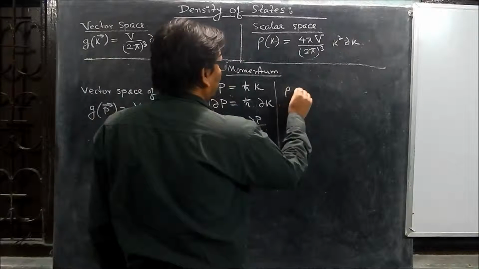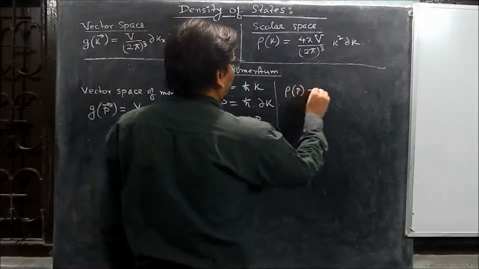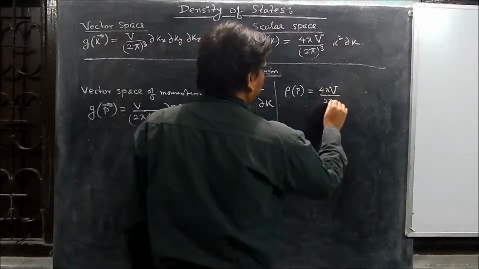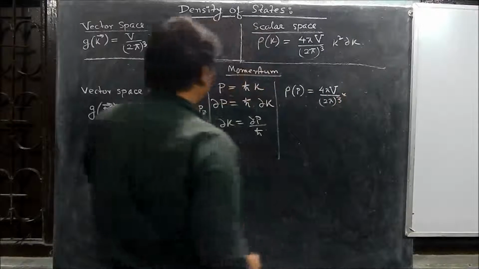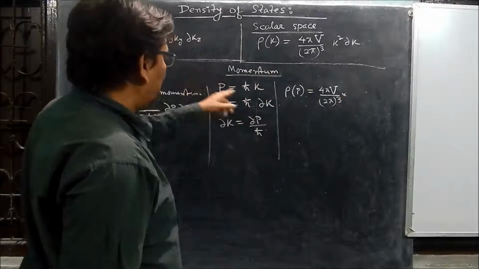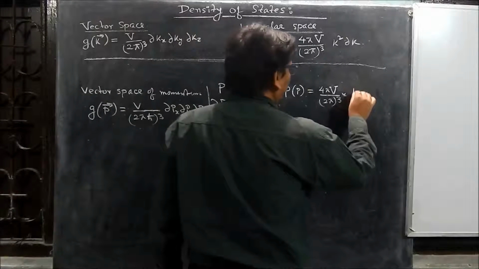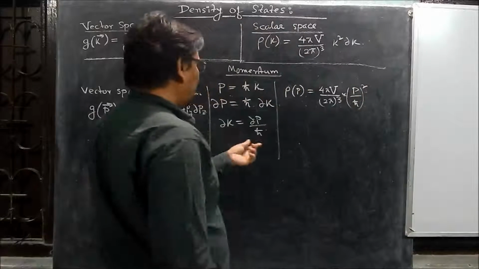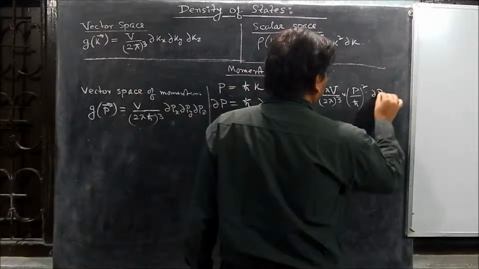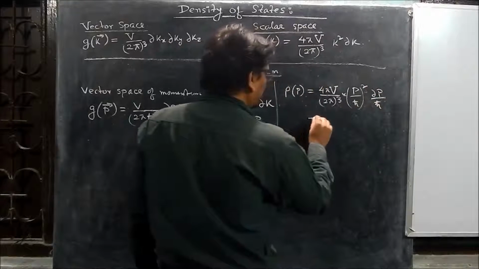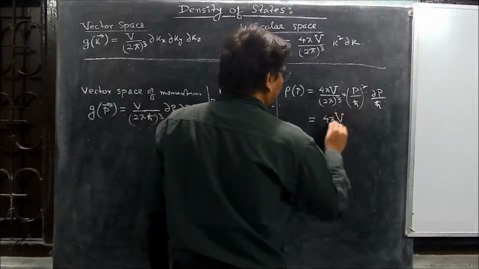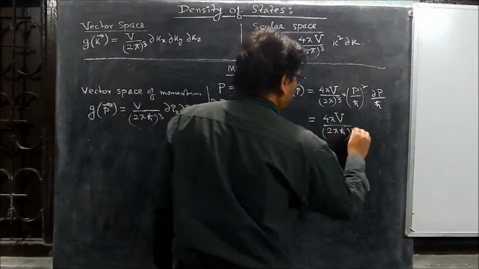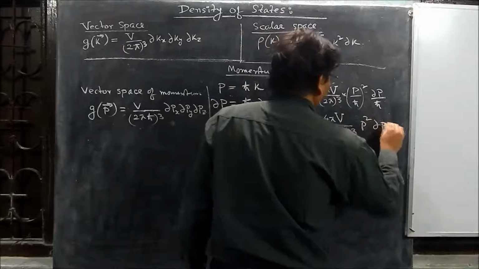If we want to take the scalar space, this will be the scalar space, rho of p. This will be 4 pi V by 2 pi whole cube and k square. The value of k is p by h bar, so this will be p by h bar whole square, and this is the value of del k. Del k is del p by h bar. So again this will give you 4 pi V by 2 pi h bar whole cube into p square del p.